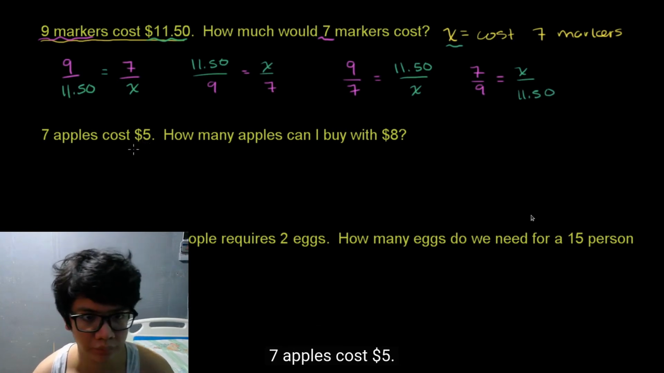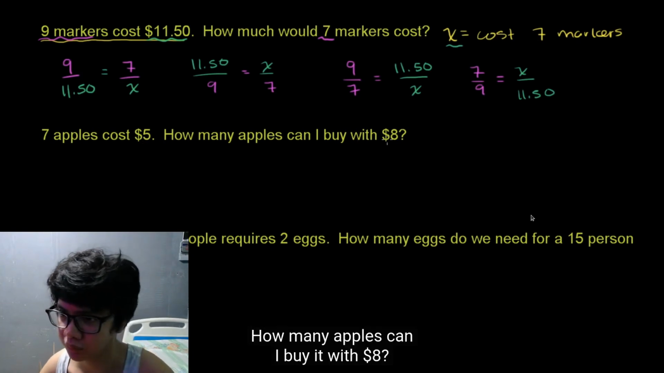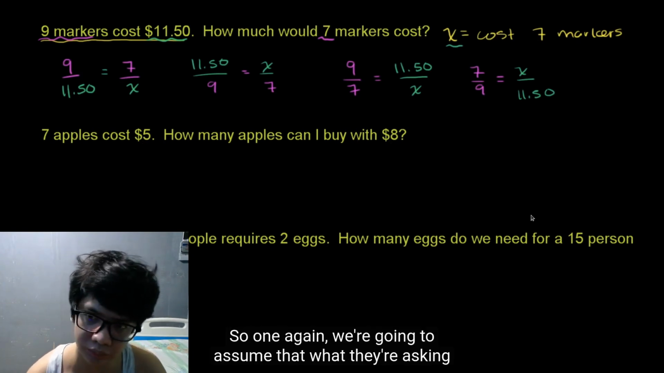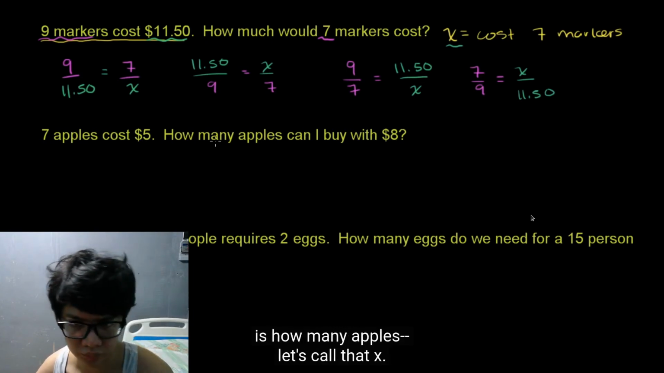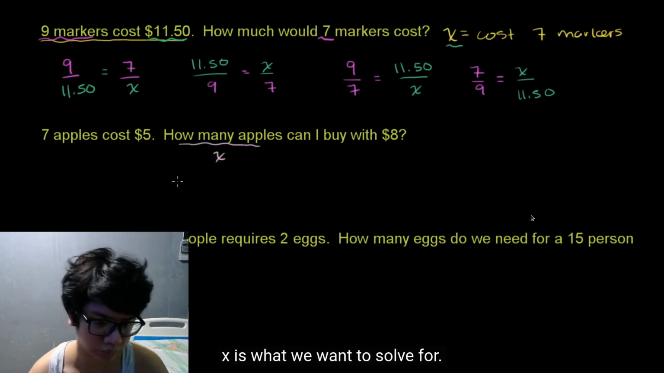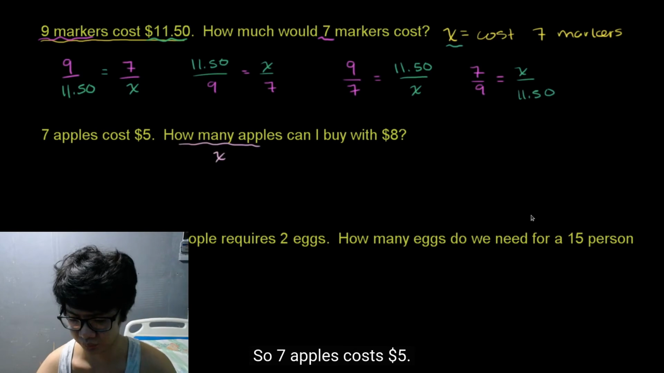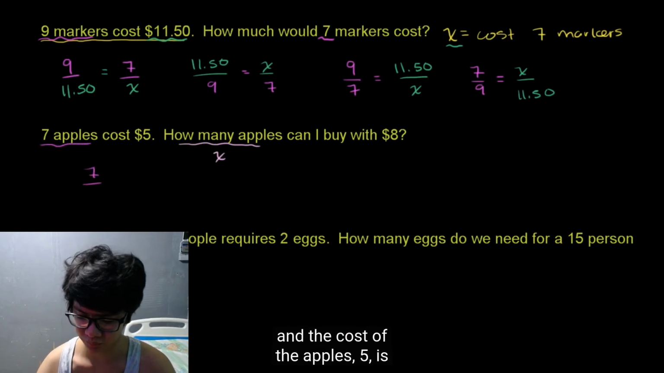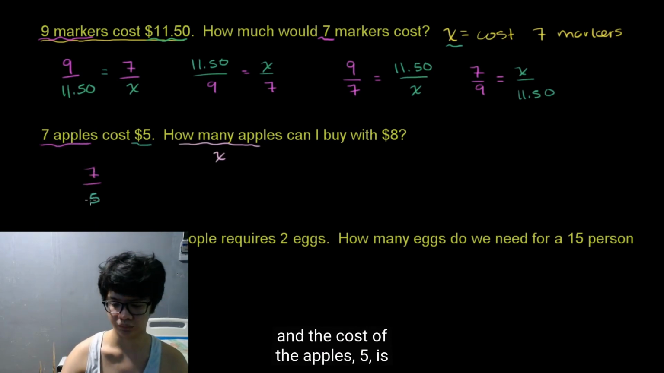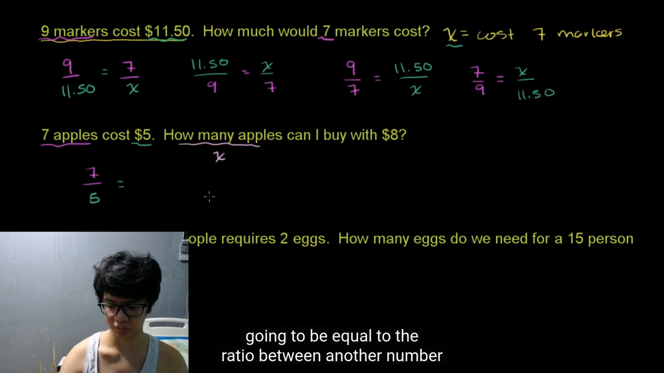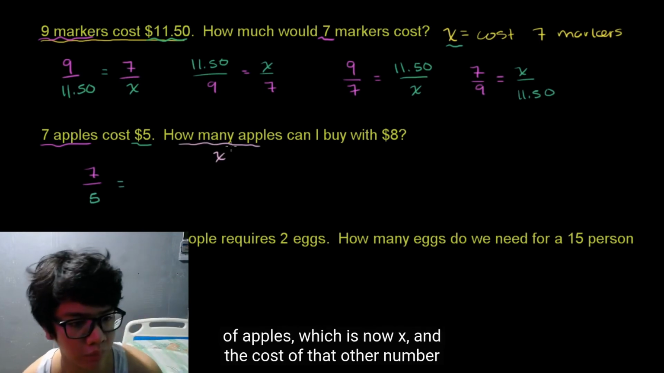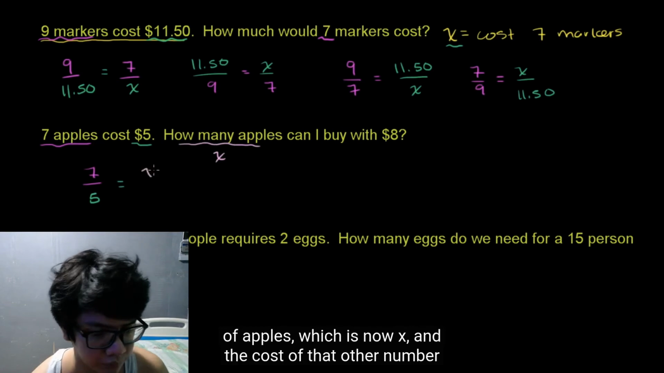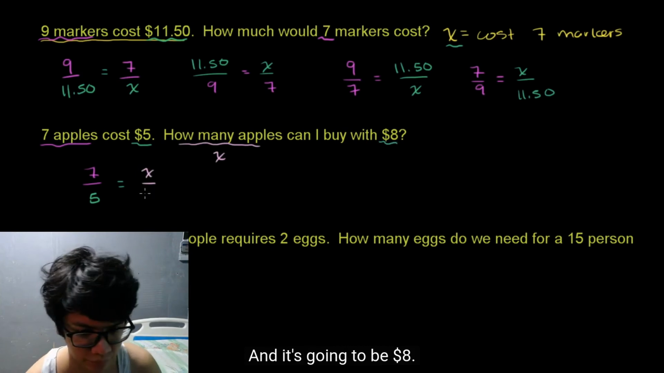7 apples cost $5. How many apples can I buy with $8? So once again, we're going to assume that what they're asking is, how many apples, let's call that x. X is what we want to solve for. So 7 apples cost $5. So we have the ratio between the number of apples, 7, and the cost of the apples, 5, is going to be equal to the ratio between another number of apples, which is now x, and the cost of that other number of apples, and it's going to be $8.